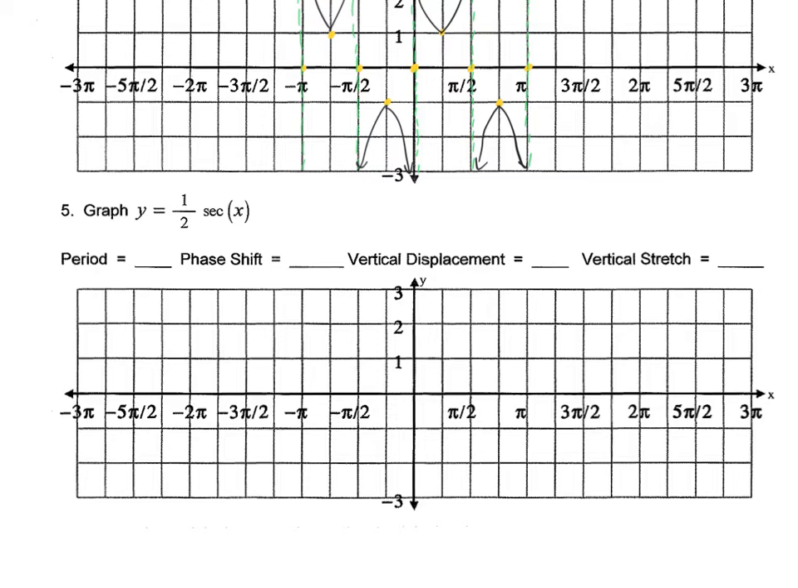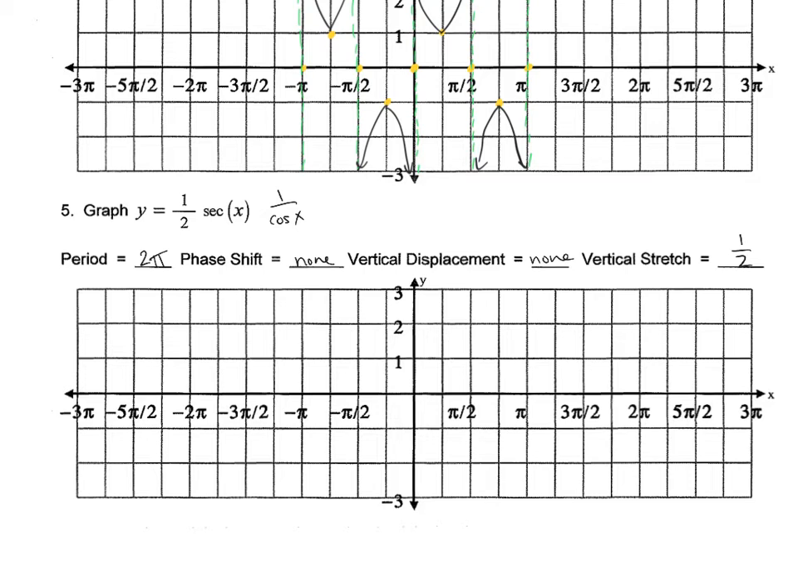Okay, for the next one, our function here now is secant, and so we're going to use 1 over cosine x to create our key points. All right, our period is 2 pi. There's no phase shift. There's no vertical displacement, but there is a vertical stretch. There's no reflection, but now my new amplitude is 1/2. So I'm going to use cosine, but with an amplitude of 1/2 to sketch my key points.